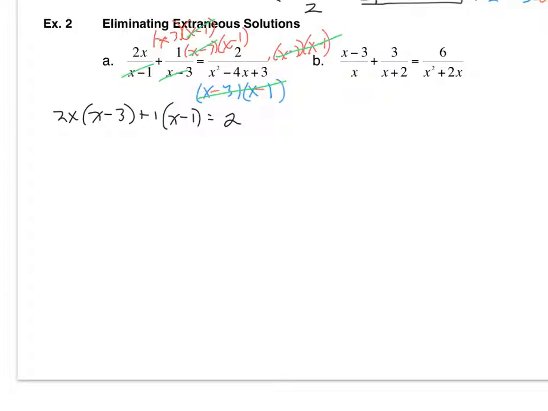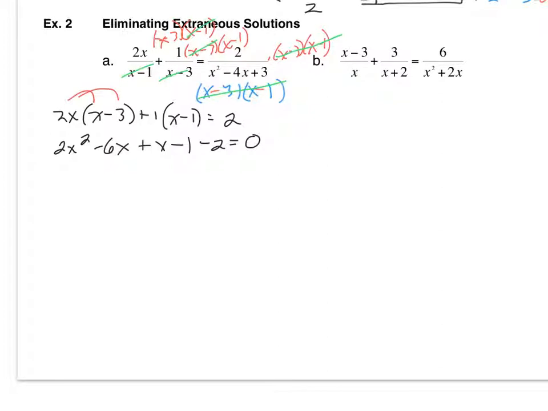And now that we got rid of all the fractions, it should be fairly simple to solve. So we're going to go ahead and distribute the 2x into the parentheses. So we get 2x squared minus 6x. And then when we distribute the 1, don't we just get what's in parentheses? Plus x minus 1. And then I'm going to go ahead and subtract the 2 because I know I have to have one side equaling 0.